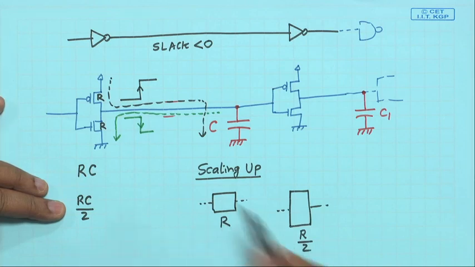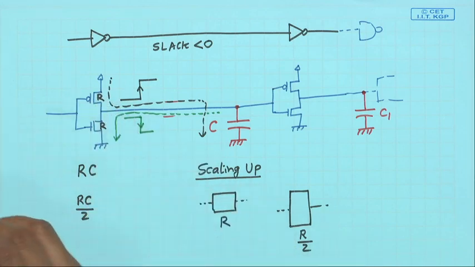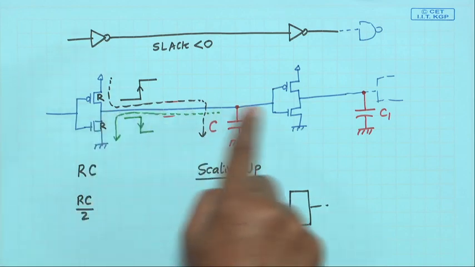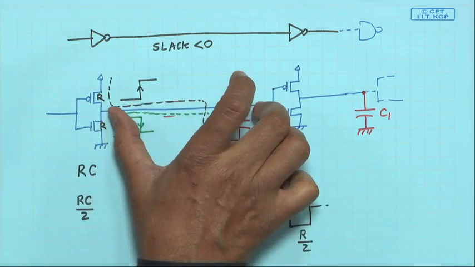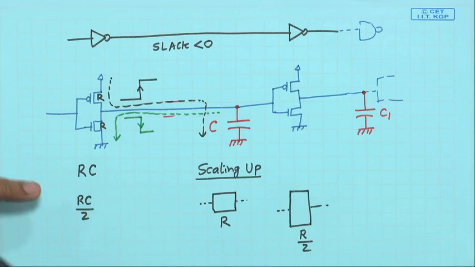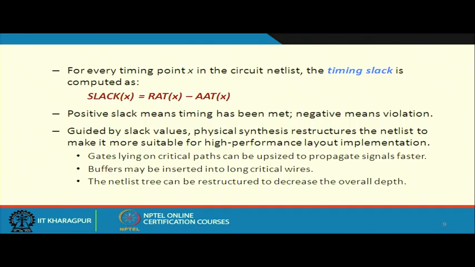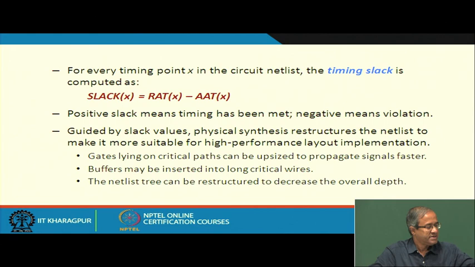So, just by scaling the transistor, we have a very nice way of controlling the delays of the different segments of the wires, right. This is exactly what we mean by the first point: gates lying on the critical paths can be upsized to propagate signal faster. The second point I talked about while discussing clocks, let me look at it once more: buffers may be inserted into long critical wires.